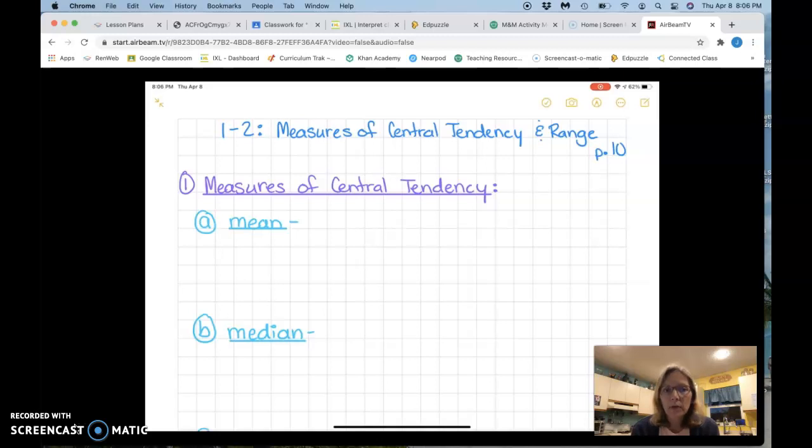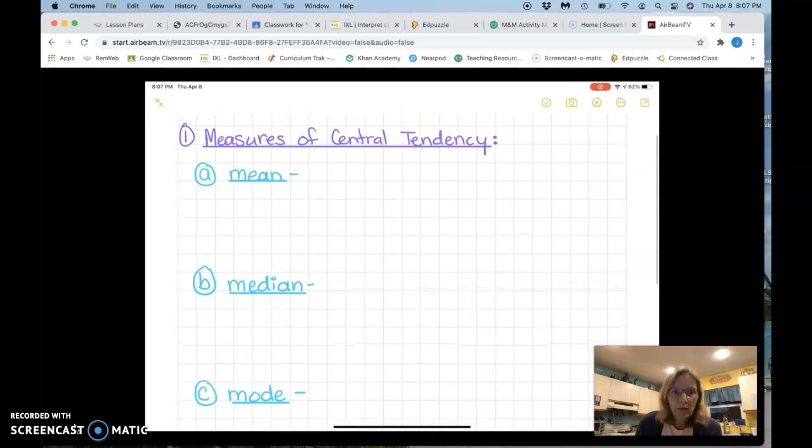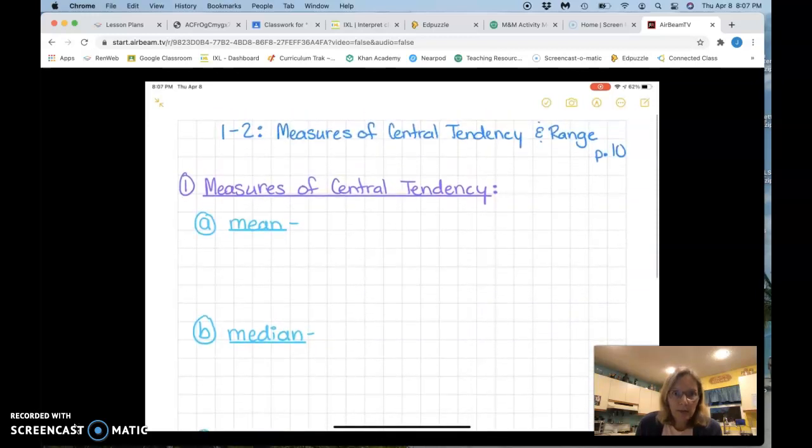And the first thing is the measures of central tendency. There are 3 of them: mean, median, and mode. So whenever you need to, pause the video and take notes, because you do need to copy this down in your notebook. So first is the mean, and the mean is just the average of all the numbers in a data set.